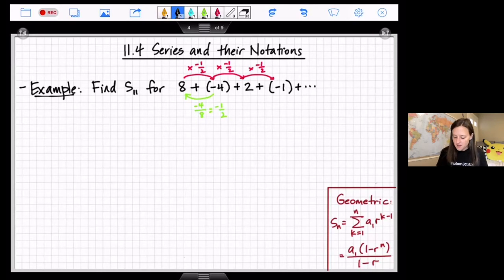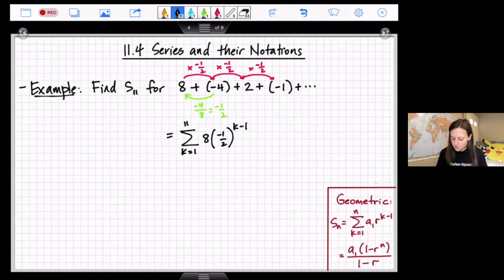So let's write this in our summation notation. All right, so this is going to be the 11th partial sum. So we're going to say k equals 1 to 11. We need a sub 1, that's our first term in the series. That's going to be our 8. Our common ratio goes in the parentheses, which was -1/2. And then for our geometric series, we always have this k minus 1 in the exponent.